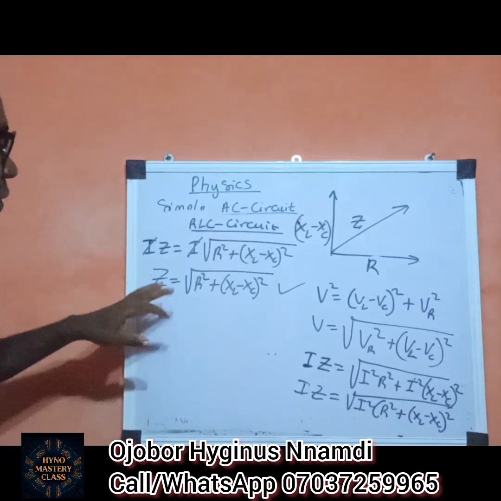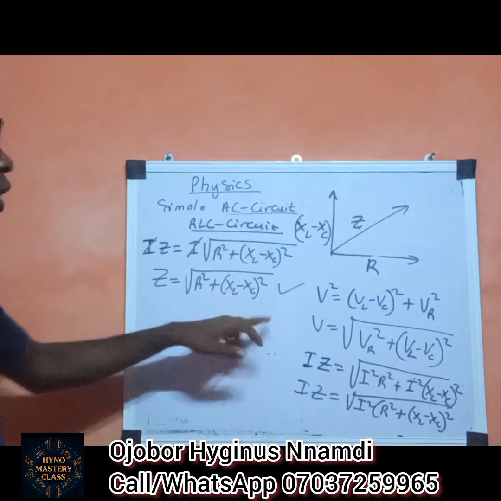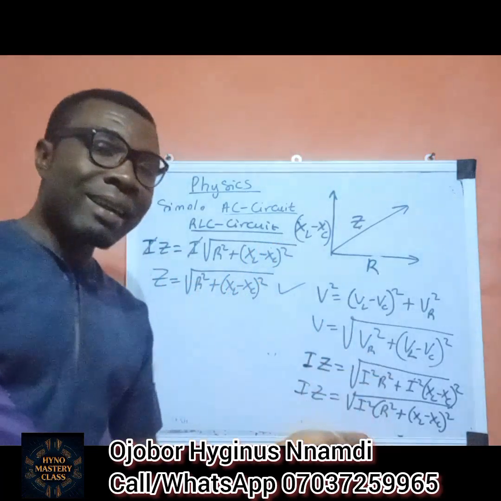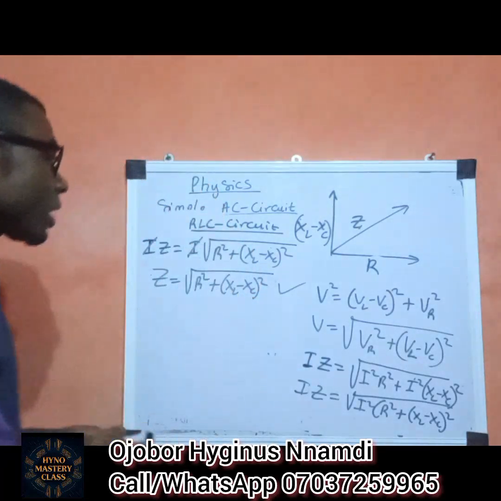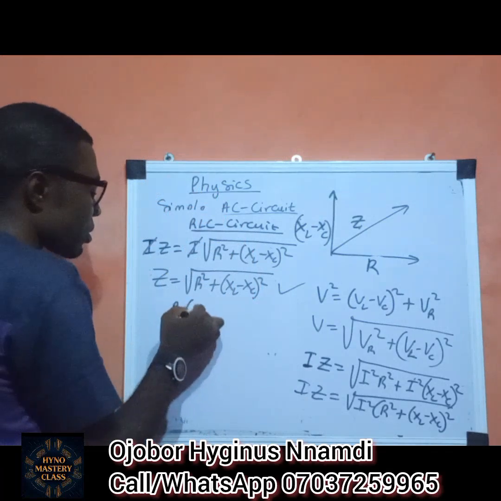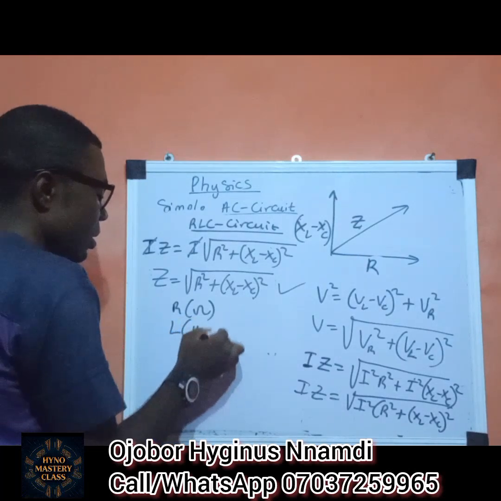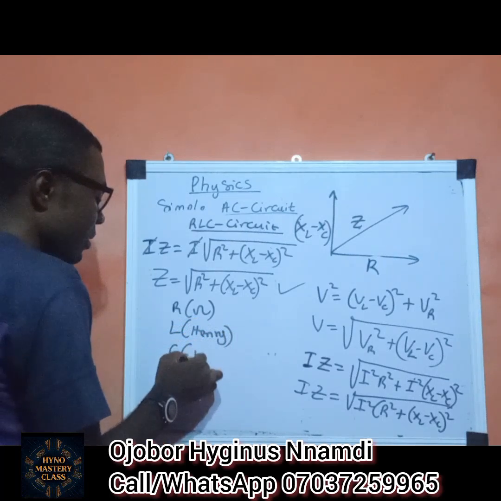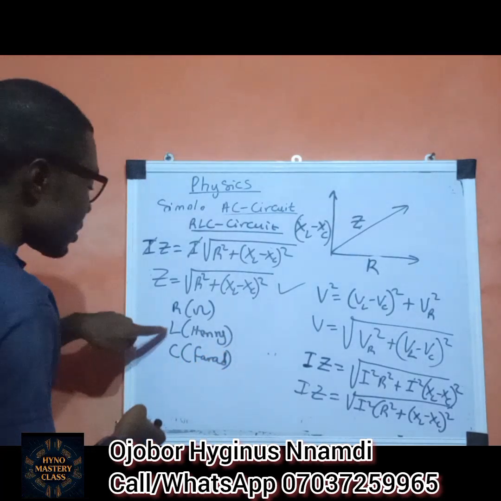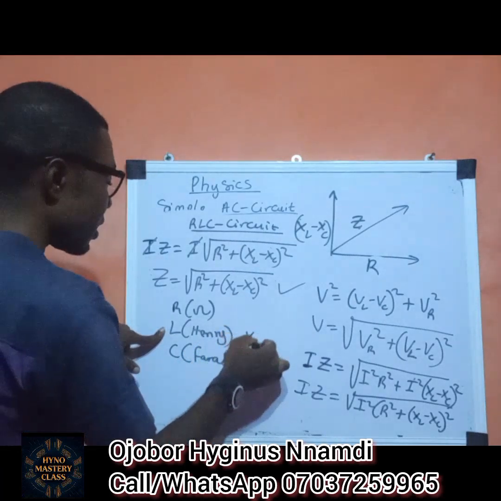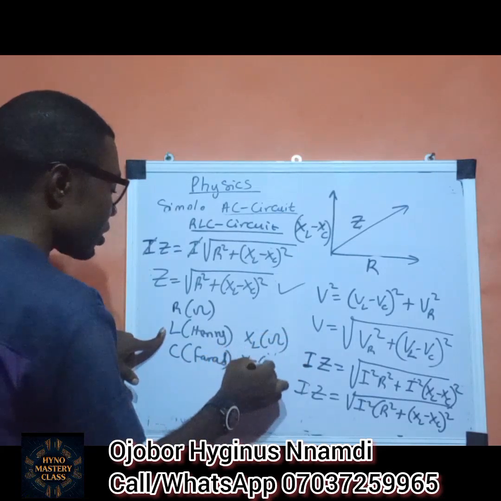Okay. One thing we should also note is, how do we get this XL? How do we get this XC? Because in a question you could be given the inductance and the capacitance, not the inductive reactance and the capacitive reactance. Remember, they have their units. Resistance is in ohms, inductance is in Henry, while capacitance is in Farad. So these are the units of these components. But when inductance is converted to resistance, which is XL, it becomes ohms. When the capacitor is also converted to resistance, which is XC, it also becomes ohms.